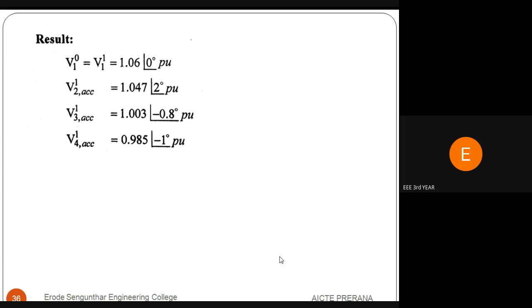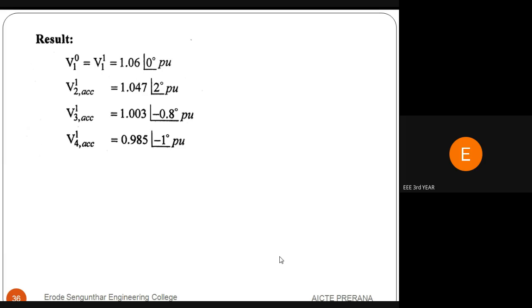I hope you have understood this problem. It's a very important method for finding the load flow analysis. The Gauss method is one of the best methods to find out the load flow analysis. And definitely one or two questions may be asked from the Gauss method for GATE.